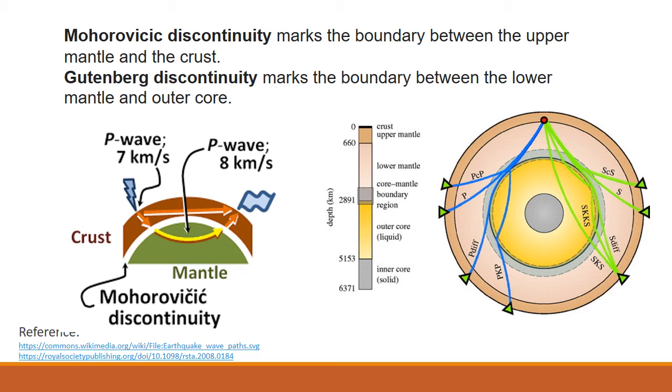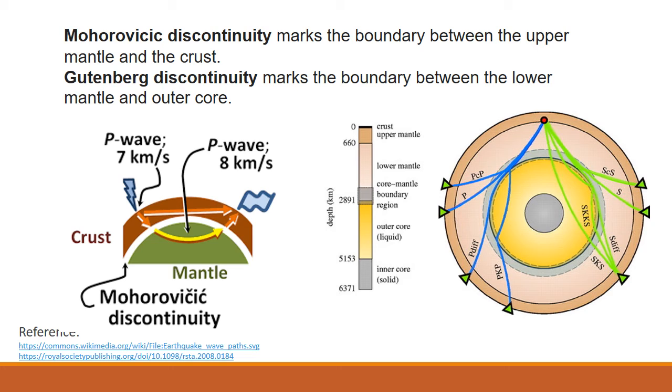So, as you can see in the presentation, there is difference between the two. Moho discontinuity marks the boundary between the upper mantle and the crust, while the Gothenburg discontinuity marks the boundary between the lower mantle and outer core.